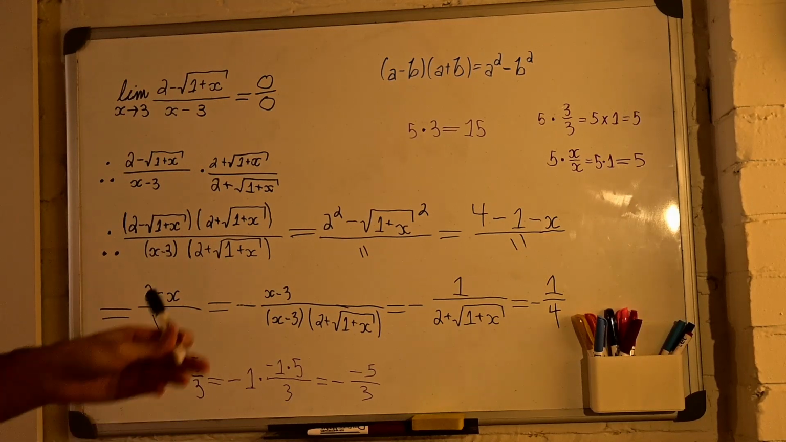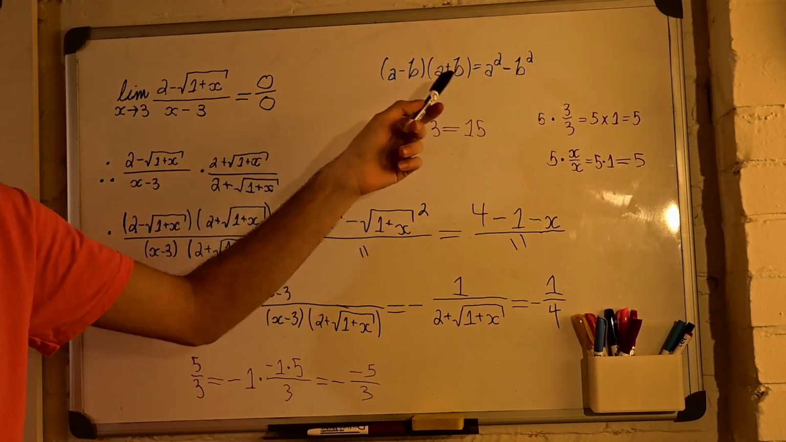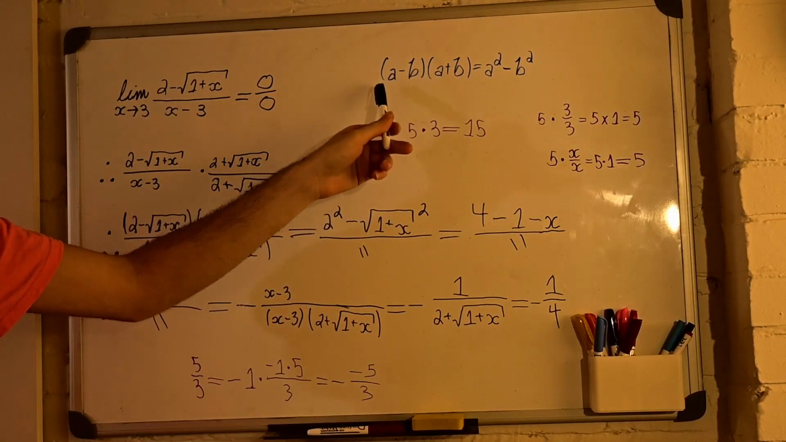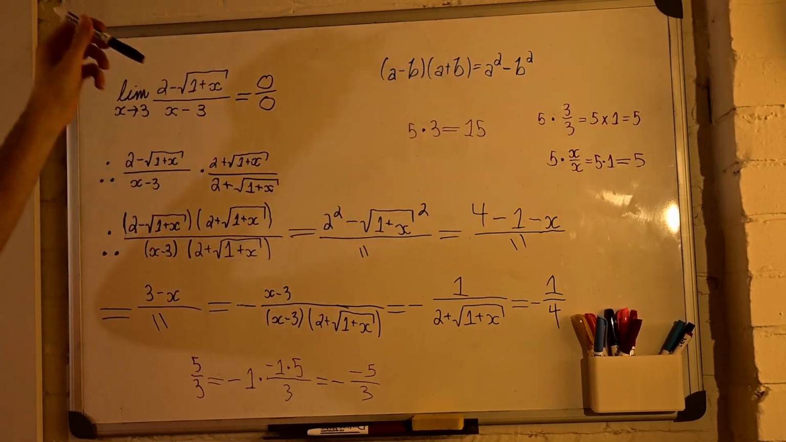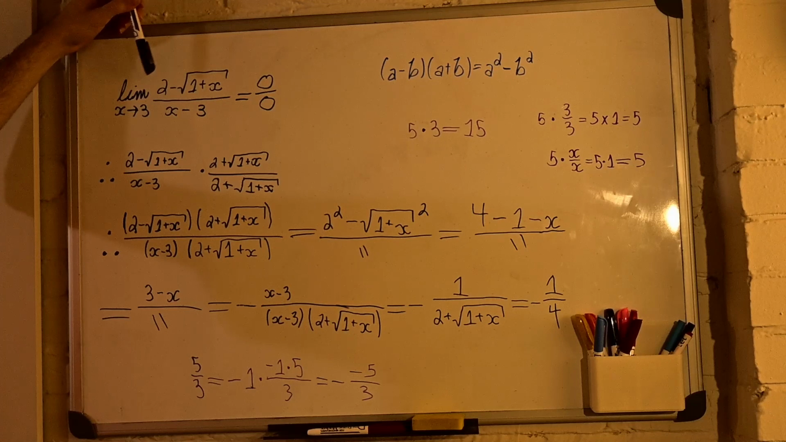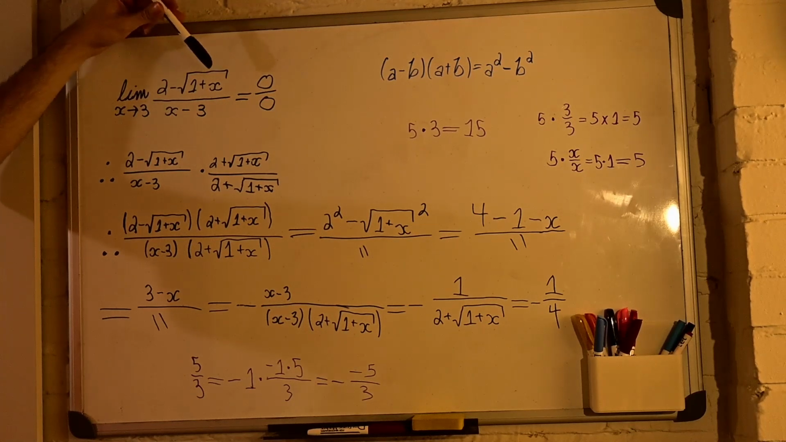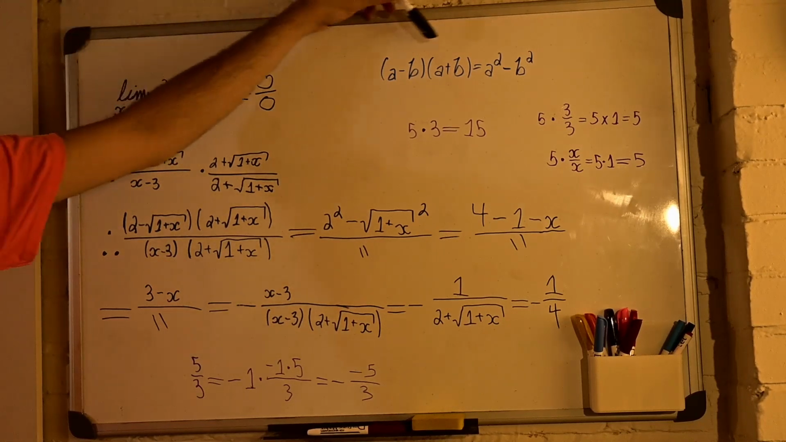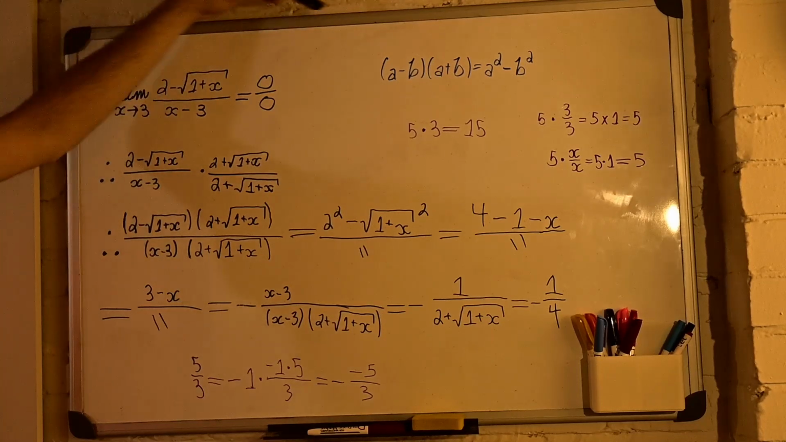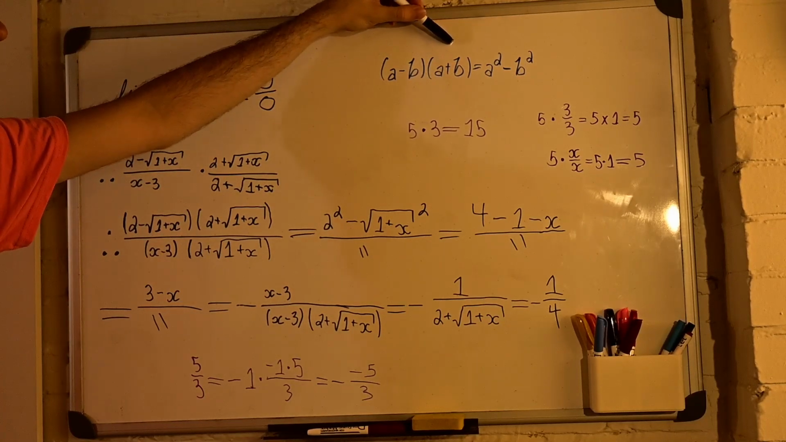As I mentioned before, we have this rule, called the difference of squares rule. a squared minus b squared is equal to (a minus b)(a plus b). If you look at the expression we have here, 2 minus the square root of 1 plus x, divided by x minus 3, you have a number minus another number, so something minus something, a minus b. You're going to pretend that 2 is a and the square root of 1 plus x is b. You have a minus b, and you want to multiply it by a plus b.